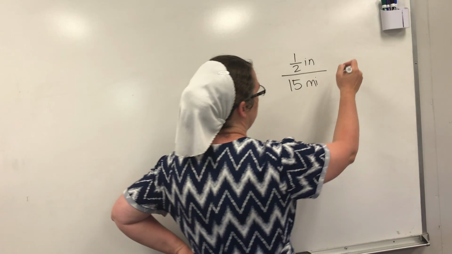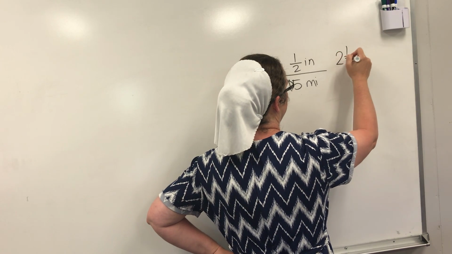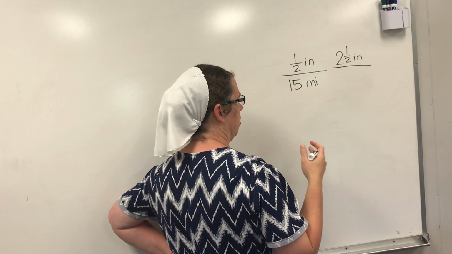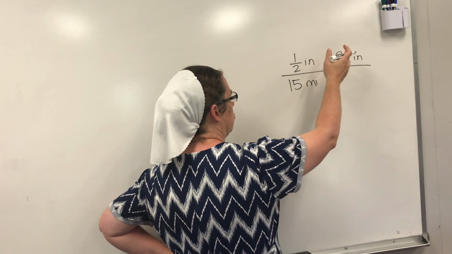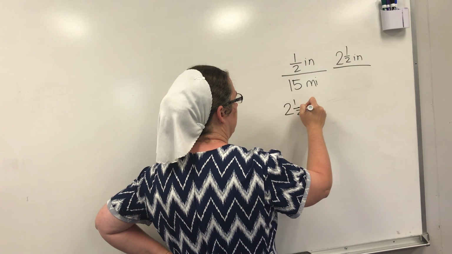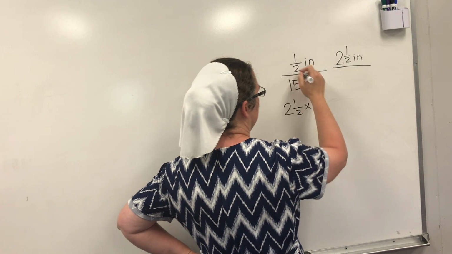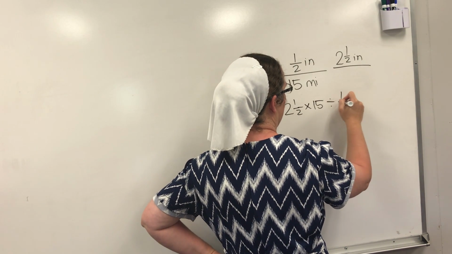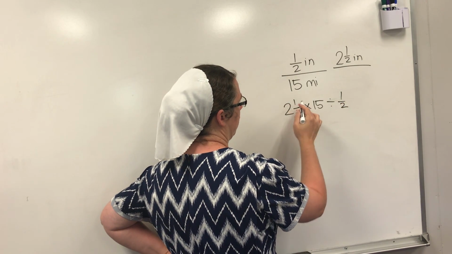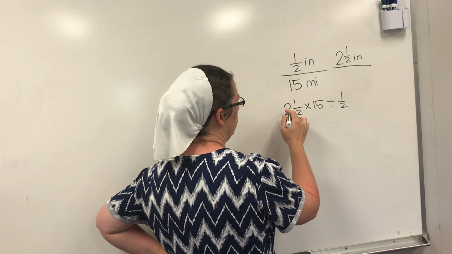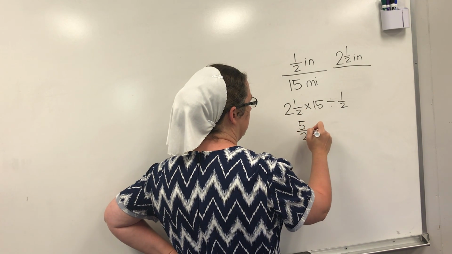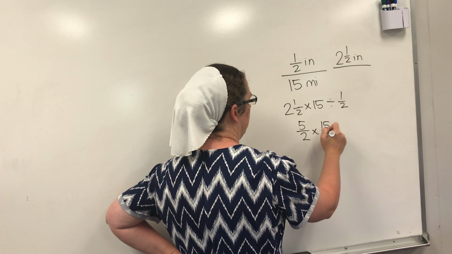All right, this time we have 2.5 inches, and we actually need to know how many miles. Again, we go across the corner. So we're going 2.5 times 15 divided by 1/2. All right, put this into an improper fraction. 2 times 2 is 4 plus 1 is 5. We have 5 over 2 times 15 over 1.